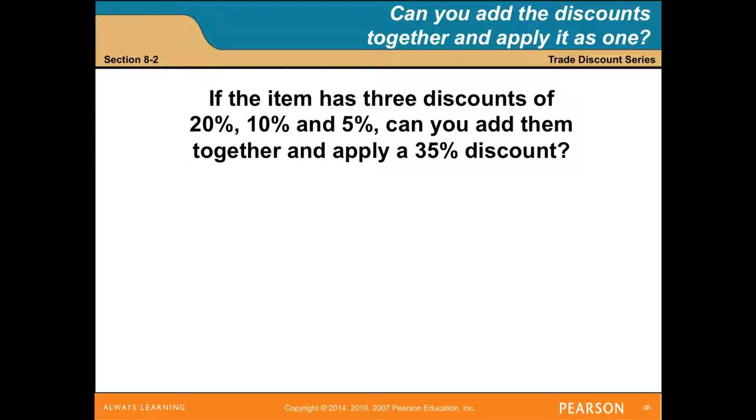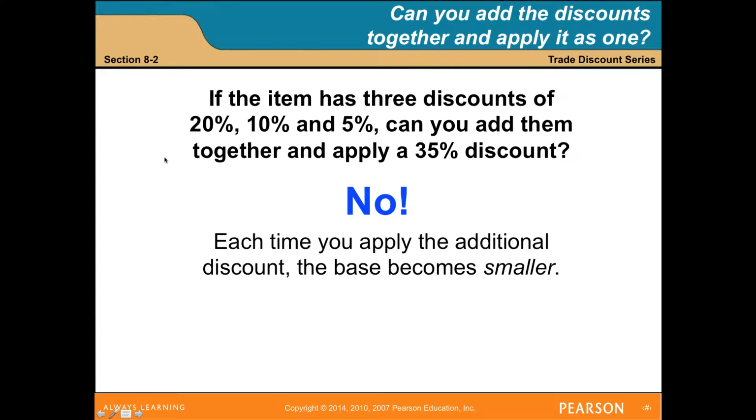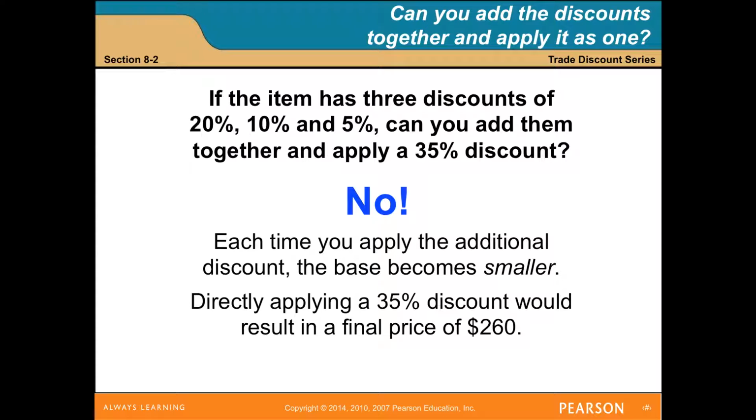Can you add the discounts together and apply it as one? If the item has three discounts of 20%, 10%, and 35%, can you add them together and apply a 35% discount? No. Each time you apply the additional discount, the base becomes smaller. Directly applying a 35% discount will result in a final price of $260.